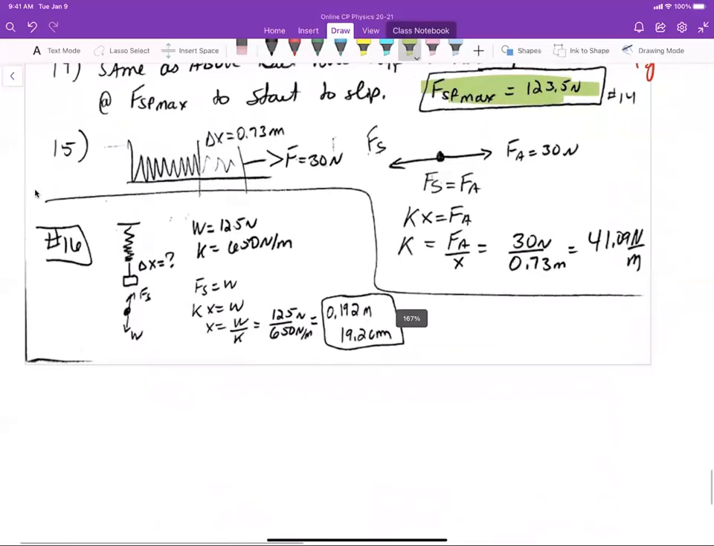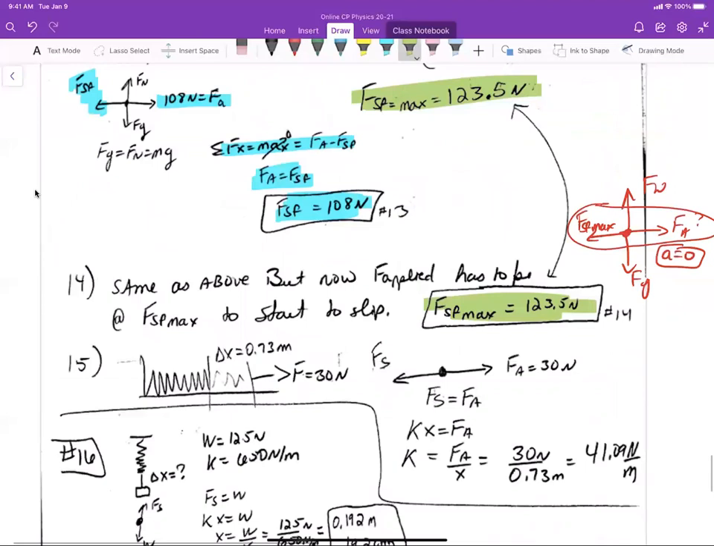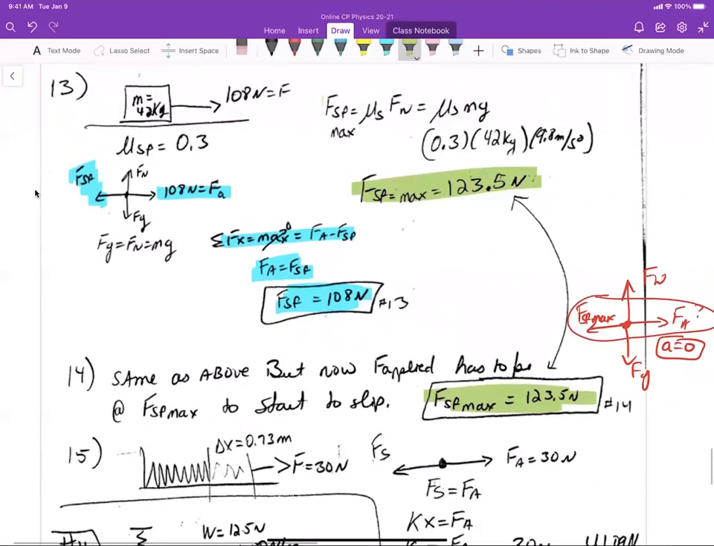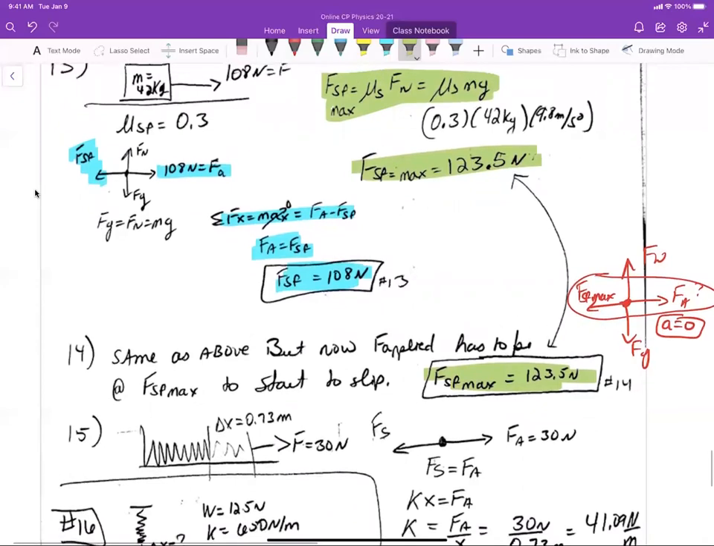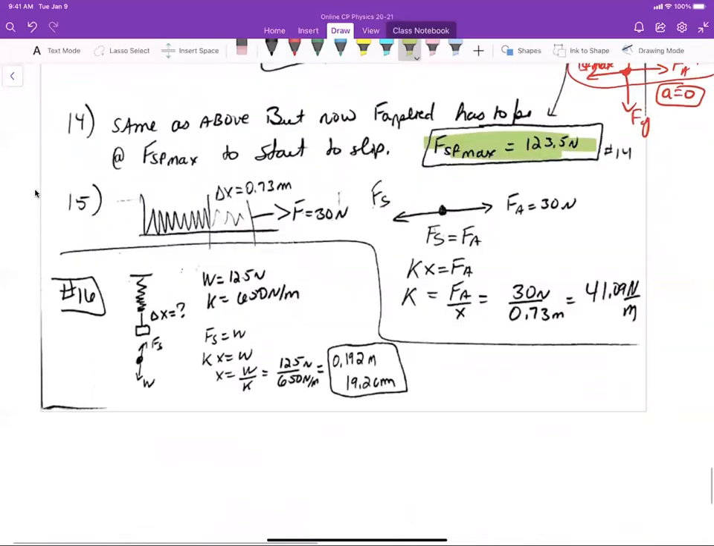Number 15, which again, you have an equation for that. Force of static friction max equals the coefficient, which they gave me, times force normal, which is mg in this case. And we can calculate that. All right, 2 more to go.